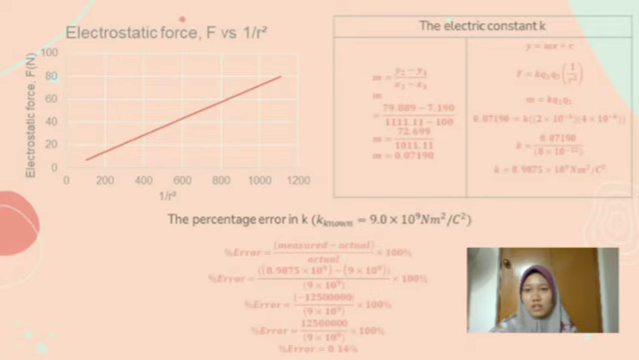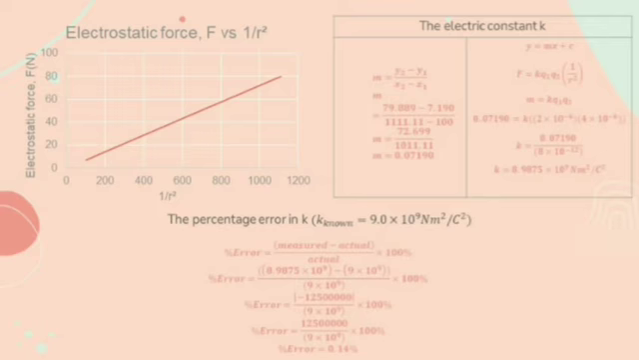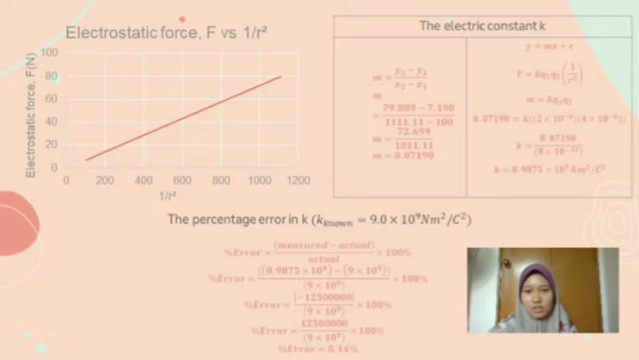The electric constant K that we get is 8.9875 times 10 to the power of 9, while the constant K that we know is 9.0 times 10 to the power of 9. This shows that there is 0.14% error in this experiment.